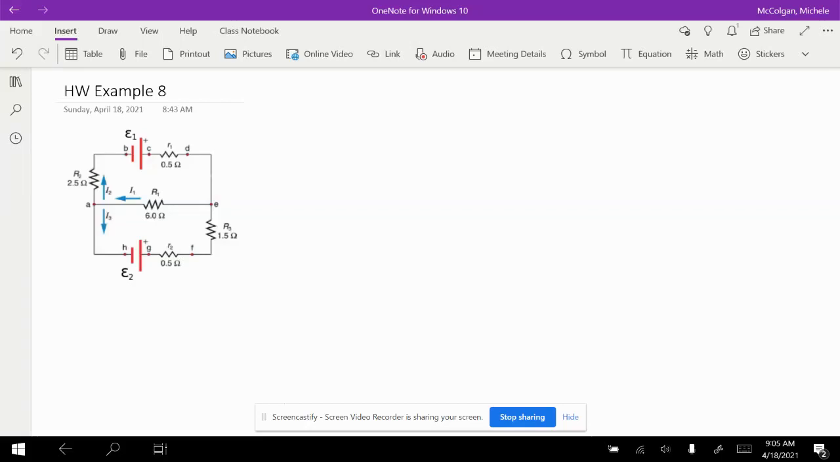Okay, I'm going to go over how to solve homework 8 for chapter 28. This is a circuits problem. In this problem, I am given that my EMFs, E1 is equal to 15 volts, and E2 is equal to 43.5 volts.